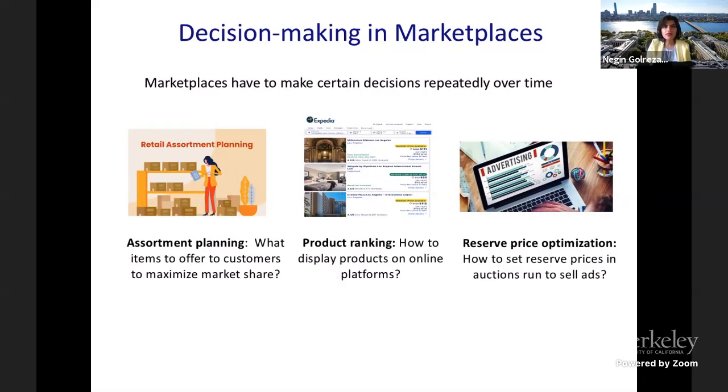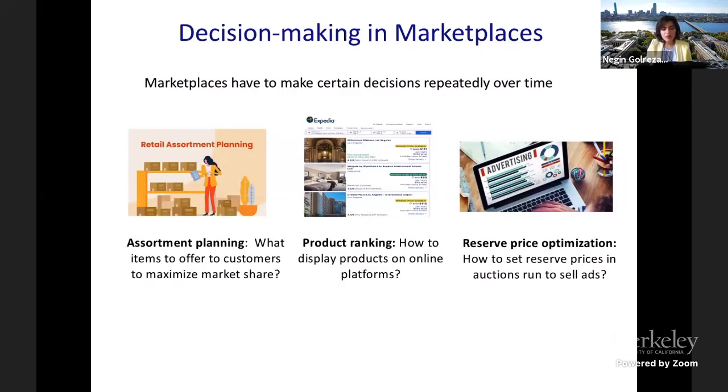Okay. So then, let me motivate this work by talking about decision-making marketplaces. If you think about marketplaces, they have to make certain decisions repeatedly over time. So think about online retail stores. For them, on a regular basis, they have to decide what items they want to offer to customers in order, for example, to maximize their market share.